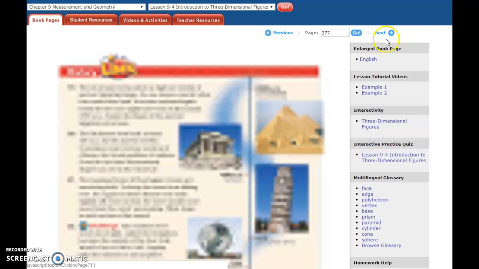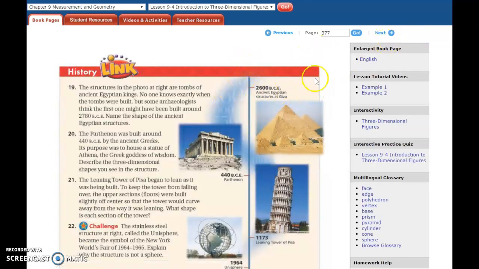The other one that people struggled with a little bit was on the next page, page 19, and it was talking about the Egyptian ruins over here of what were formerly tombs. We know that those were pyramids because we've been calling them pyramids forever. So a lot of you wrote down pyramid for the answer, okay? And that's correct.